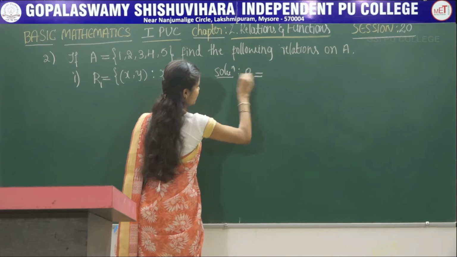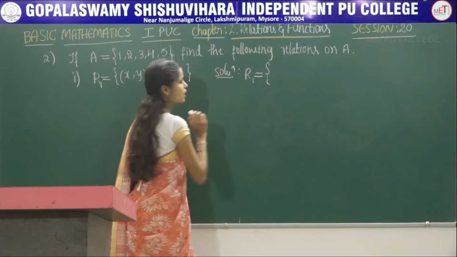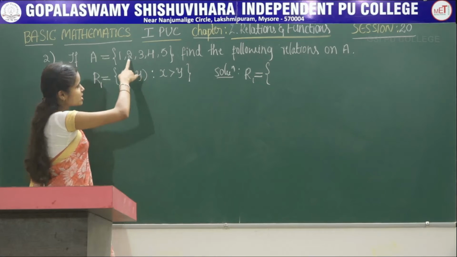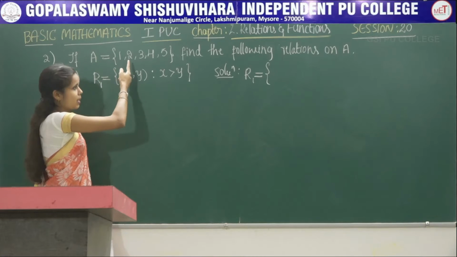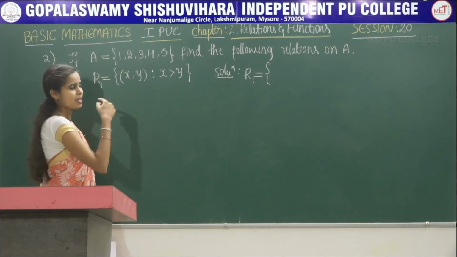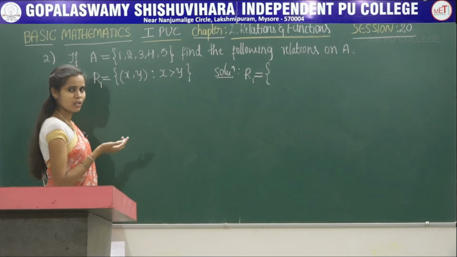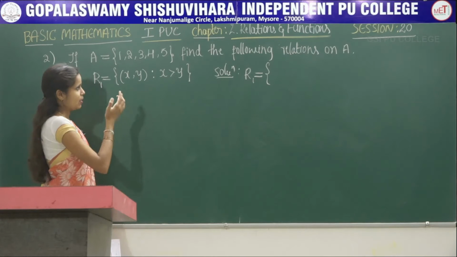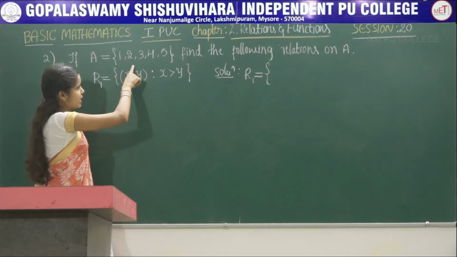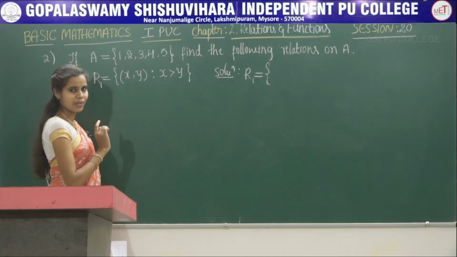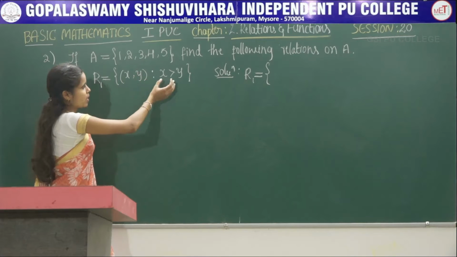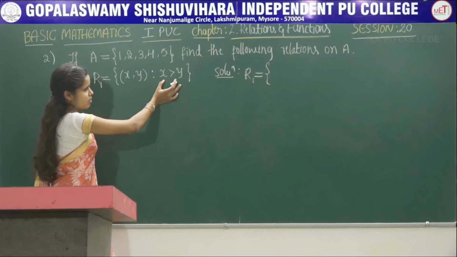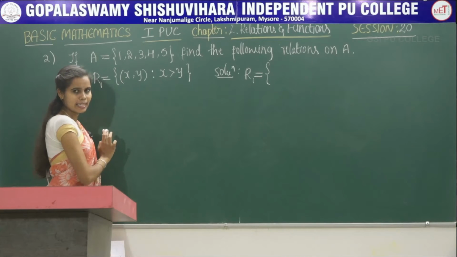R is equal to R1. The relation is defined from A to A, which means the second set is also A. A contains 5 elements, so the second set also contains 5 elements. So 5 into 5, A cross A contains a total of 25 ordered pairs. Here we verify, out of the 25 ordered pairs, which satisfy the given condition x greater than y.